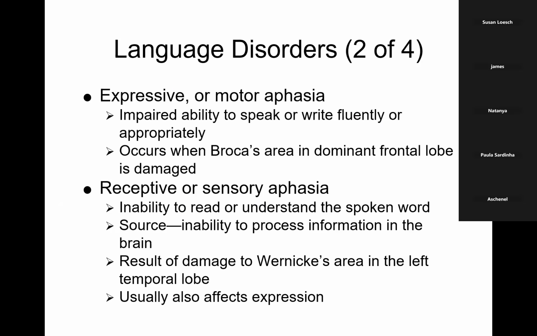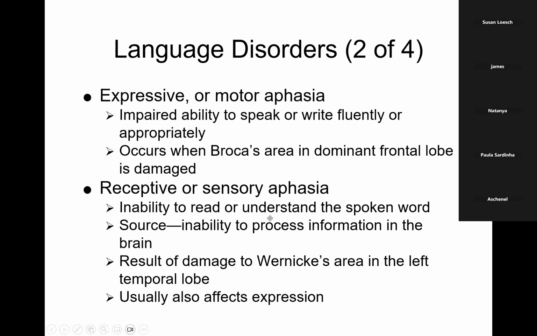That is Broca. Broca is in the frontal lobe. So if that's damaged, it's going to impair someone's ability. Typically, we'll see this with someone that's had a stroke or some sort of brain injury. Receptive or sensory aphasia, this is inability to read or understand the language. Okay, so you can speak it, you can say it, but you don't understand it, you don't comprehend it. So you're not able to process the information in the brain. That is Wernicke's area in the left temporal lobe.